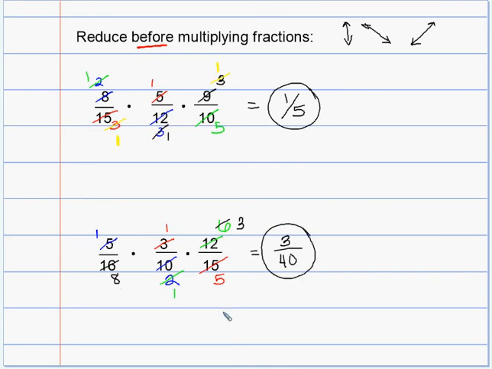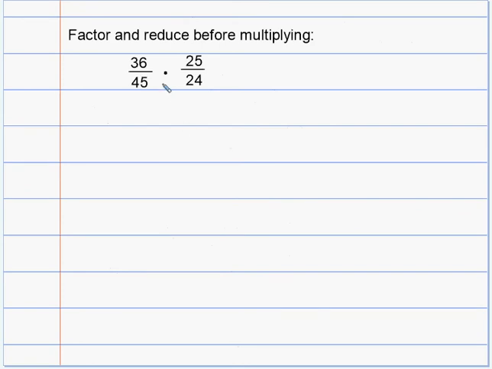There you go. One more example for you. We can factor and reduce before multiplying. Okay? So there are a couple ways to approach this problem. One way, and the way the book will show it, is that we can factor each of these. So we can do prime factorization. I'm going to just work over here. 36 becomes 6 times 6, which is 2 times 3 times 2 times 3.